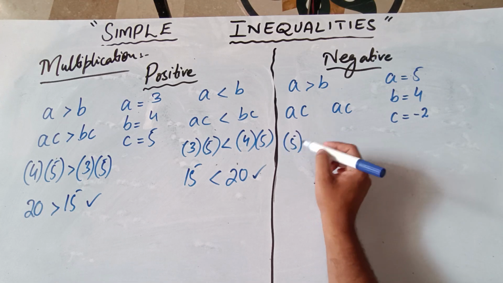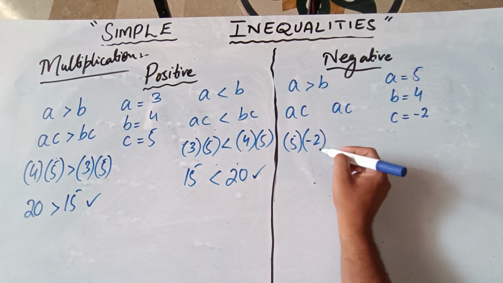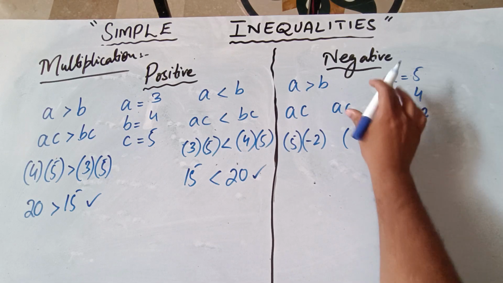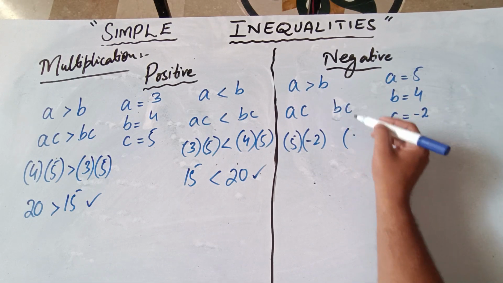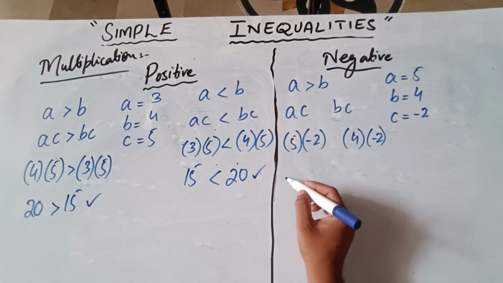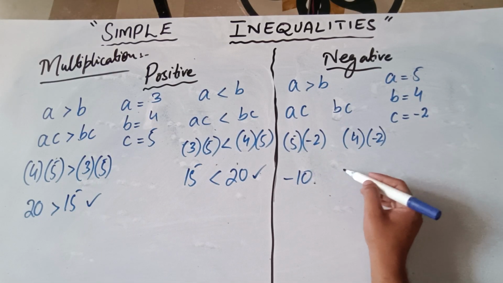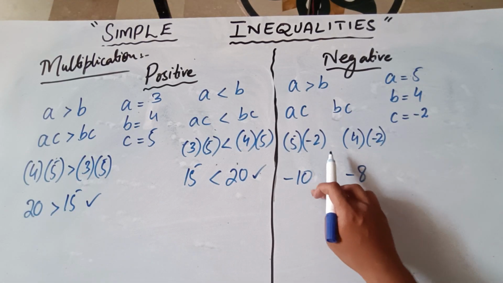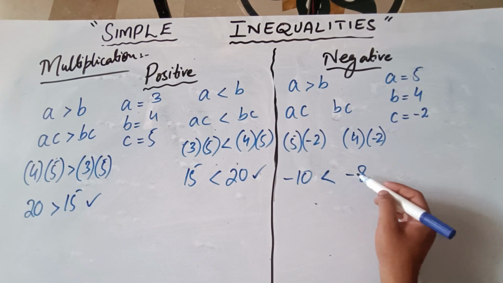A is 5, C is negative 2. Now for BC, B is 4 and C is negative 2. 5 times negative 2 is negative 10. 4 times negative 2 is negative 8. Now negative 10 is actually smaller than, lesser than negative 8.